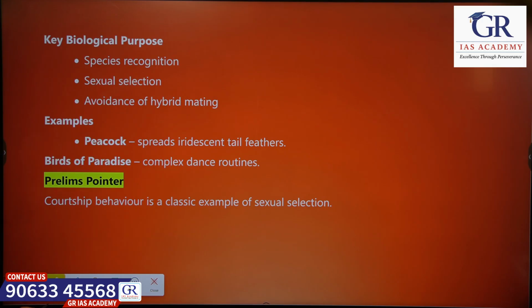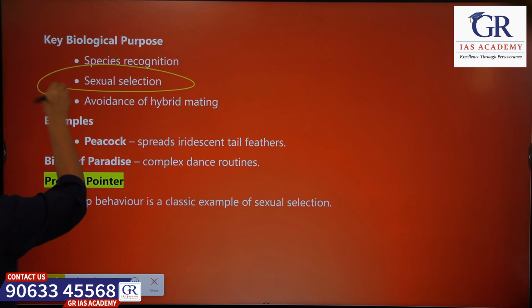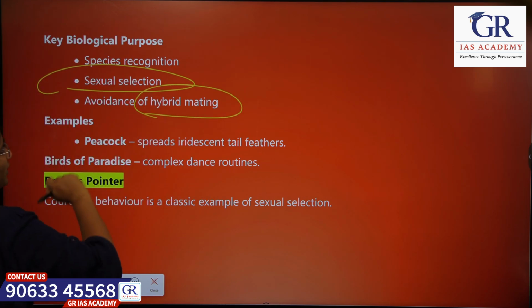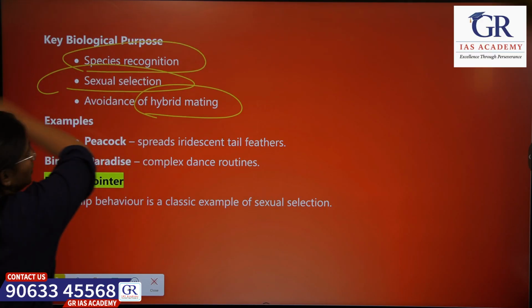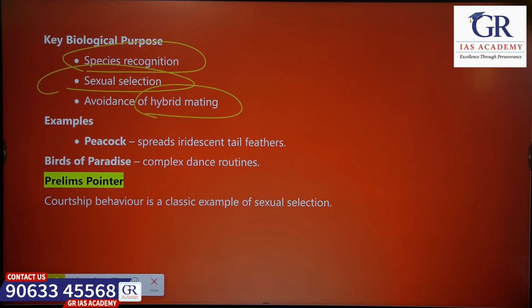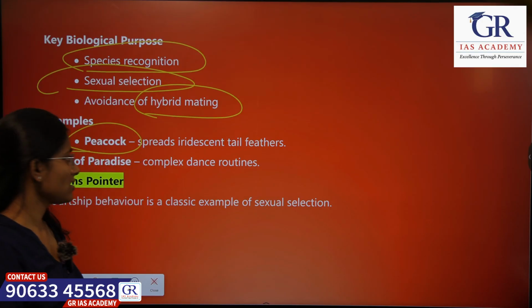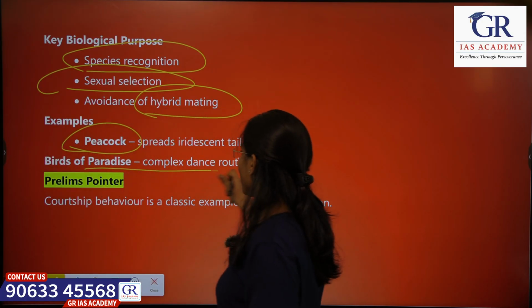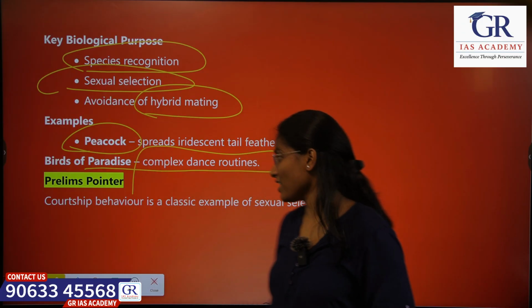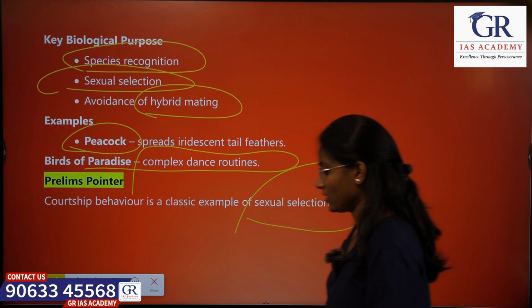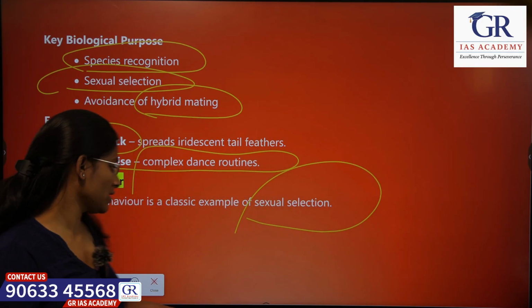So what is the purpose? For sexual selection, to avoid hybrid mating and for recognizing their own species. For example, we just saw the peacock dance, and birds of paradise also perform a dance routine. So this is an example of sexual selection in animal species.